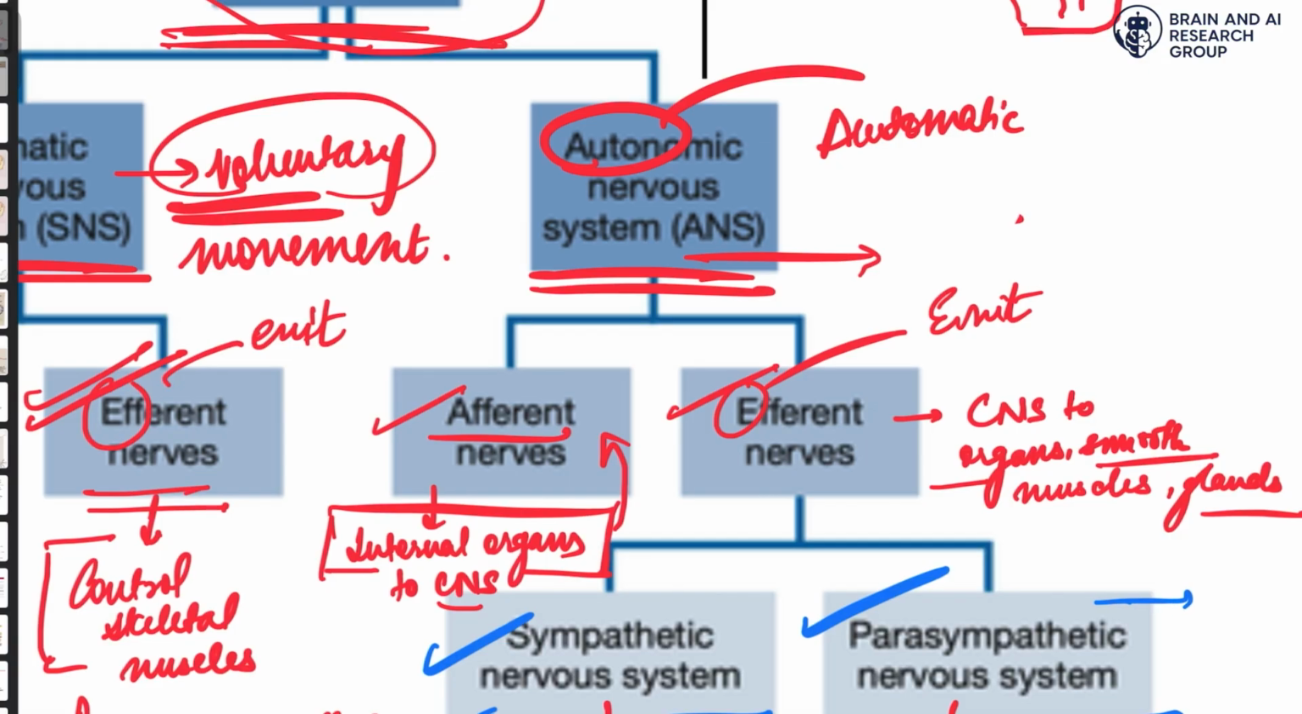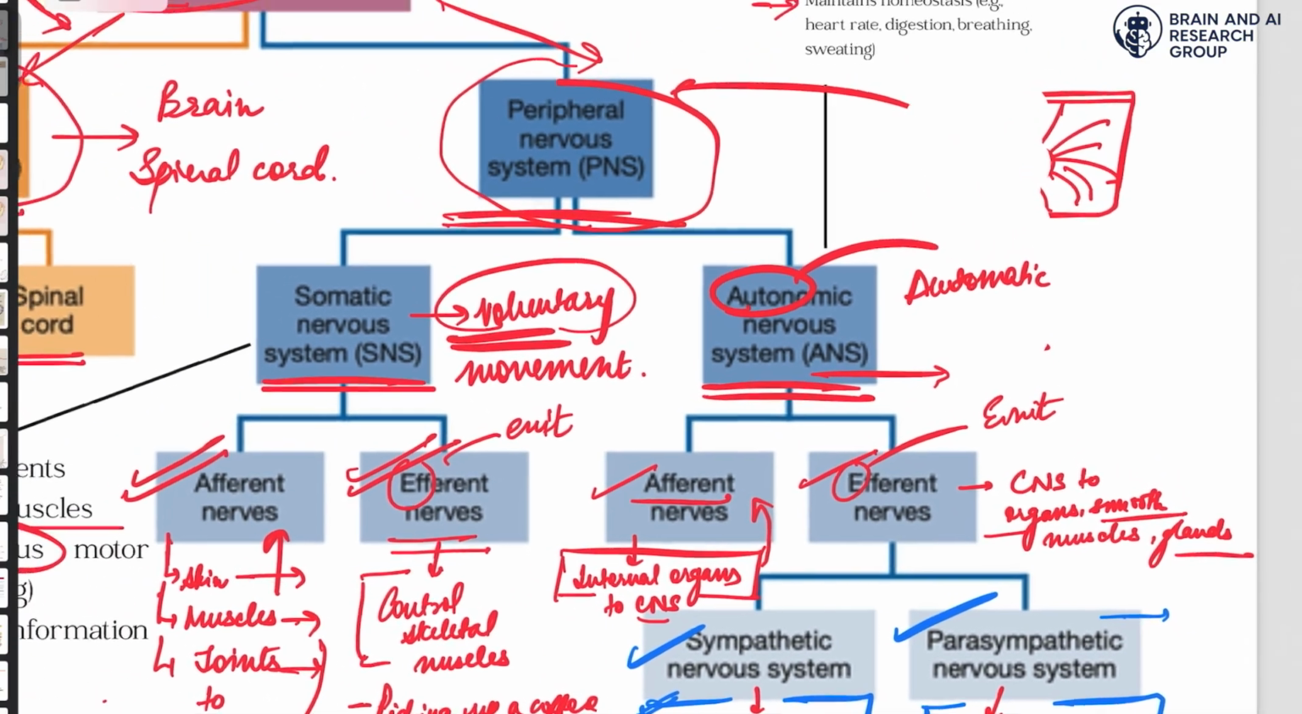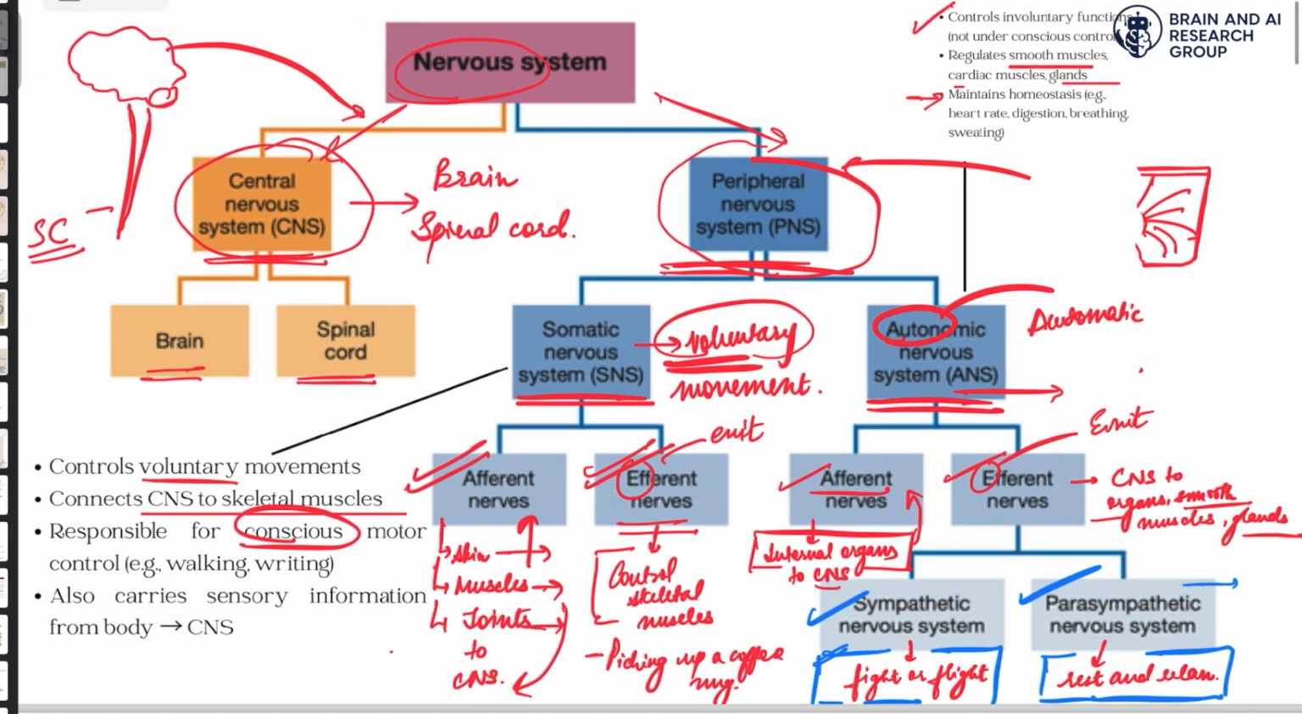So I hope you are clear with the brief information regarding what your nervous system is and its sub-bifurcations.